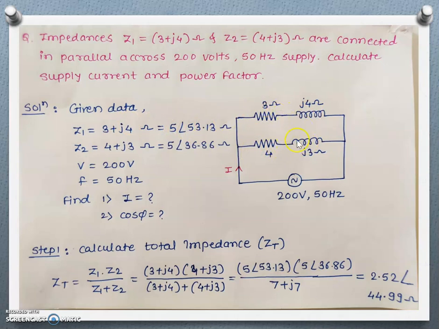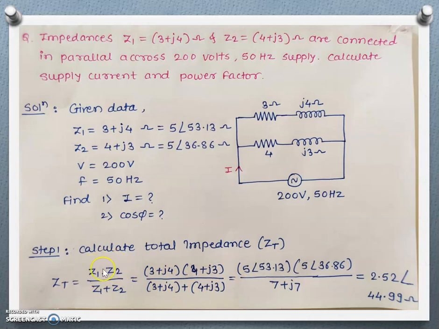So equivalent of parallel impedances will be Z total is equal to Z1 into Z2 divided by Z1 plus Z2. This is similar to resistances in parallel. If two resistances are in parallel, then their equivalent resistance will be R1 into R2 divided by R1 plus R2. Here instead of resistance we have impedances, so total impedance will be Z1 into Z2 divided by Z1 plus Z2. Putting their values 3 plus j4 and 4 plus j3, we have written here.